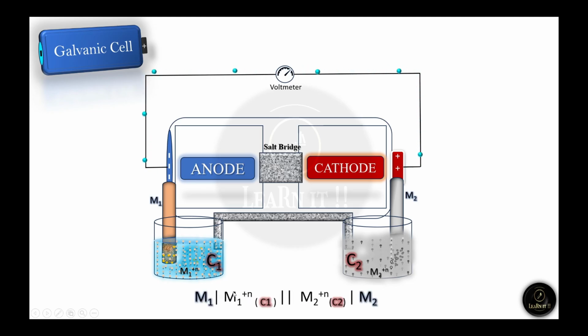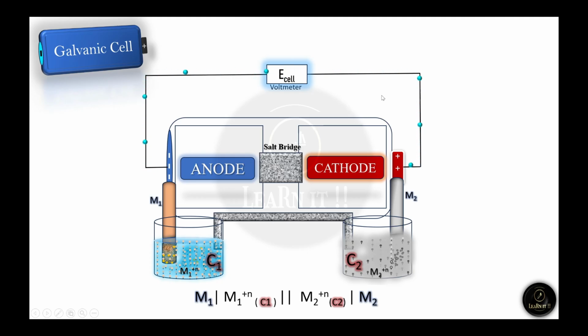Now the cell is represented as M1, in contact with M1 raised to plus n, whose concentration is C1, connected to a salt bridge, which is in contact with M2 raised to plus n, whose concentration is C2. It is in contact with M2. Now what is the voltmeter reading, which is indicated by the symbol E of the cell, or cell potential. Electrode potential is for individual electrodes; this is cell potential.